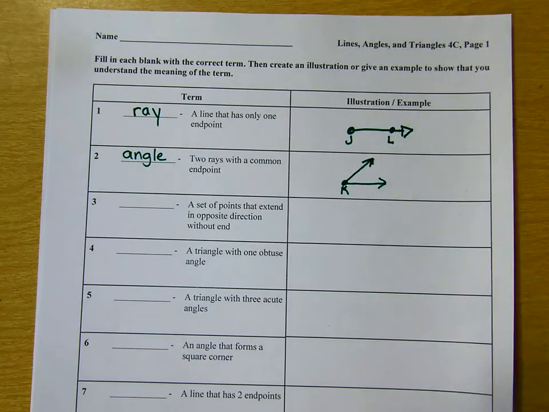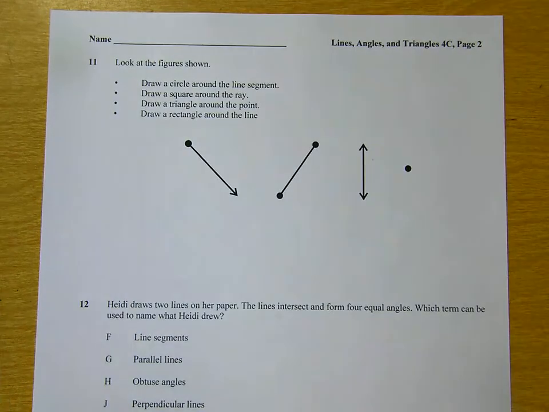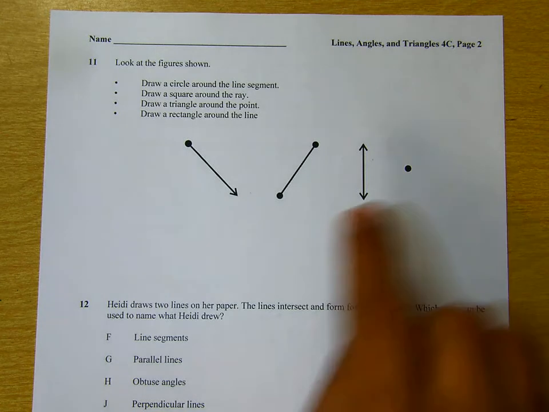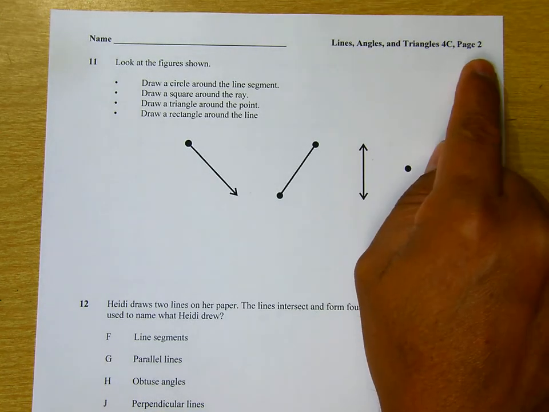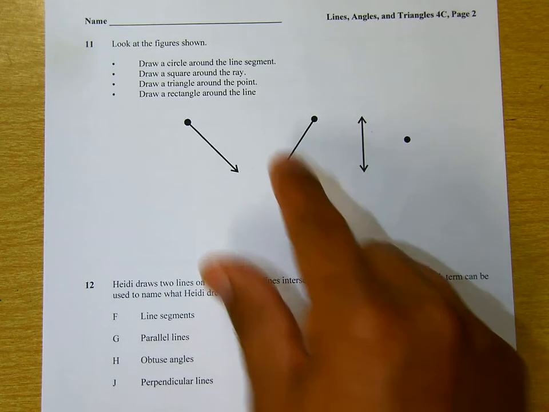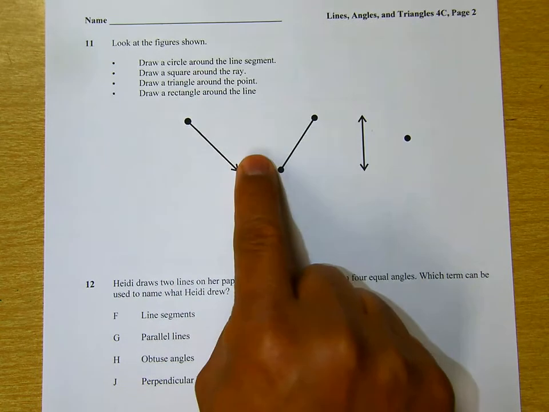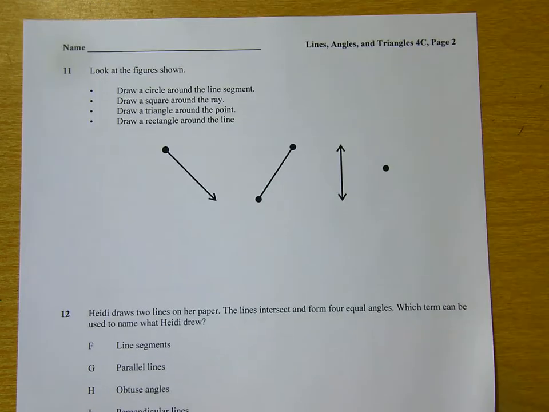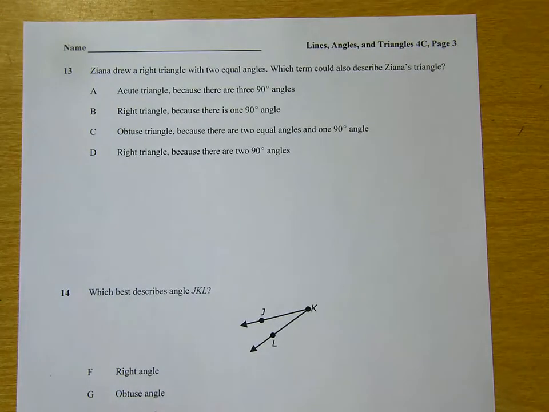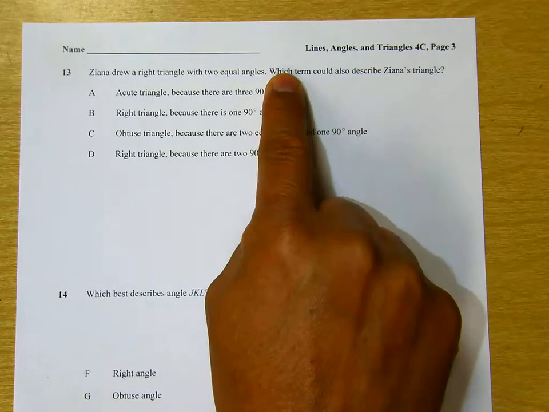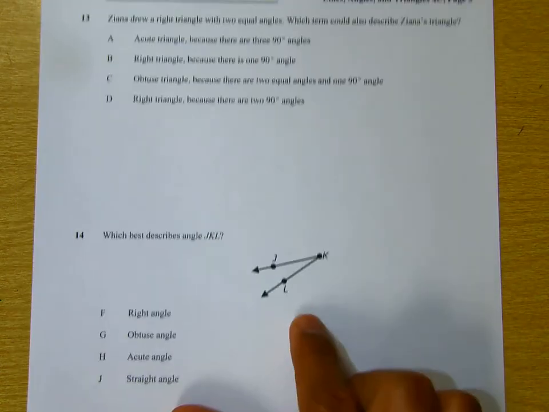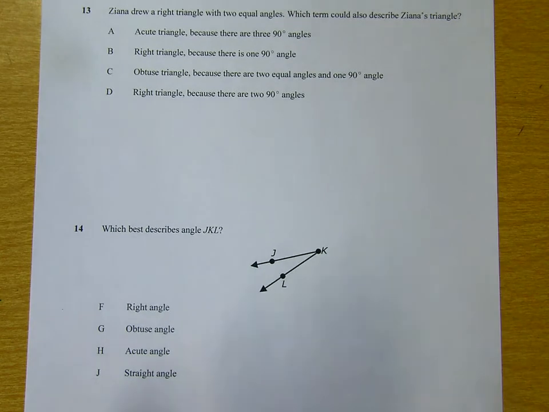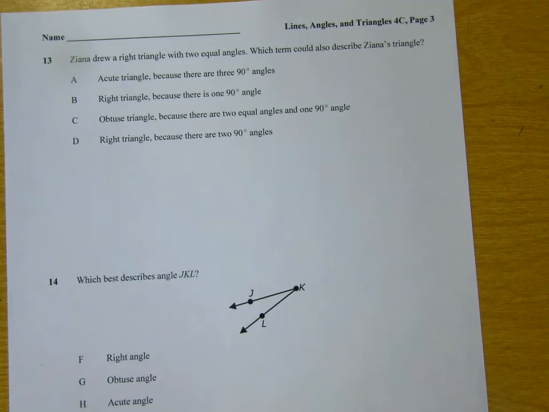Now we're going to go to page 2. Lines, angles, and triangles, page 2. Here you only have 2 questions. Read the question and do what is asked of you. And then you go to page 3. It's the same thing. You just have to read this and find the correct answer. And that's it. That's what we'll be doing today.